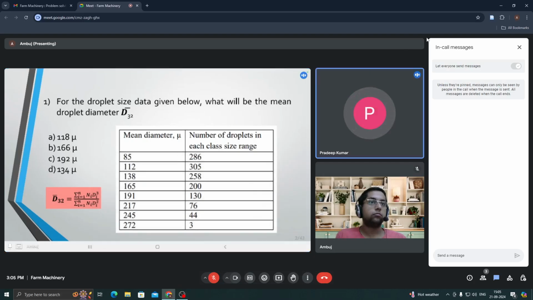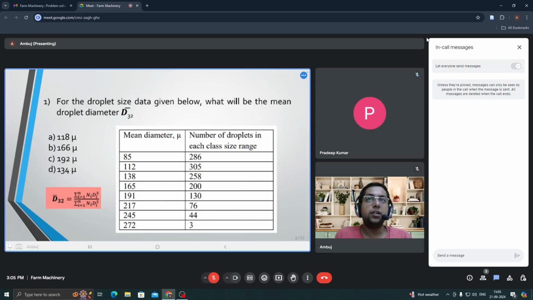Sir, can you describe the question once more? Yes, yes. I was not able to hear. Describe it once more. In this particular problem, we have been asked to calculate the mean droplet diameter, that is D32. So D32 is given by the formula sigma ni di cube over sigma ni di square. Ni is your number of droplets. Di is your mean diameter.